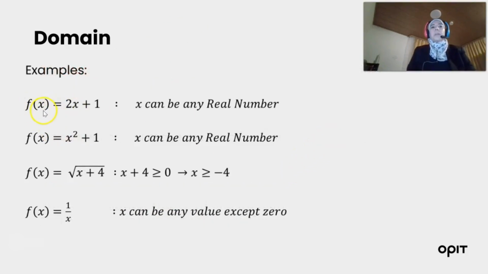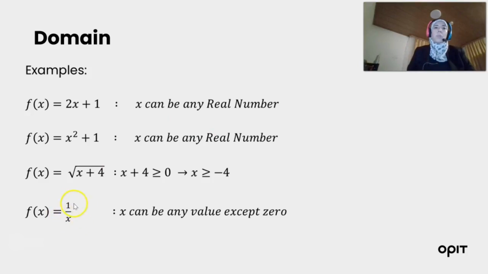For the first one, the function 2x plus 1. What are the values of x that could possibly be here? Any value. There's no value of x that could make any problem in this term. The same here, x squared plus 1. So x can be any real number. In these two functions, we can say that the domain is the whole real numbers. So x could be any value.